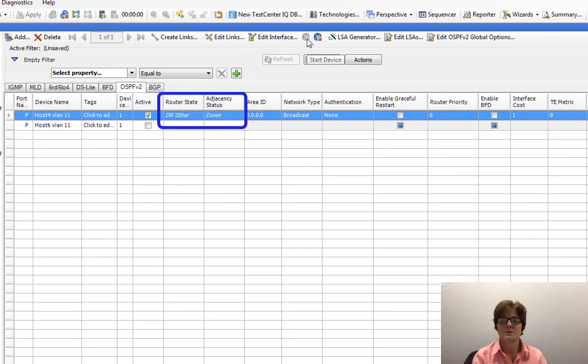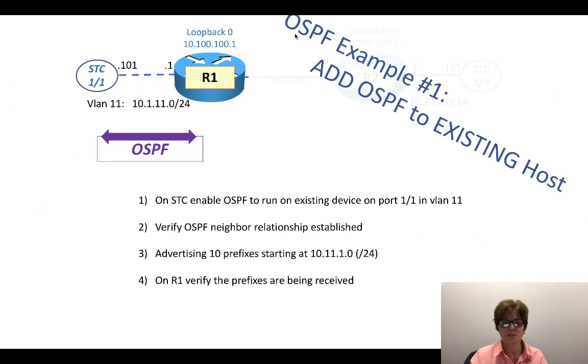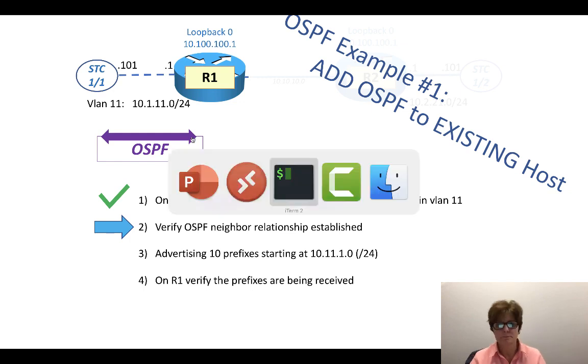Now it's going to go to DR Other. Adjacency state is now full. Boom, done. So if we come back over here, we're supposed to now verify that the OSPF neighbor relationship is established. But let's go ahead and see what router 1 thinks.